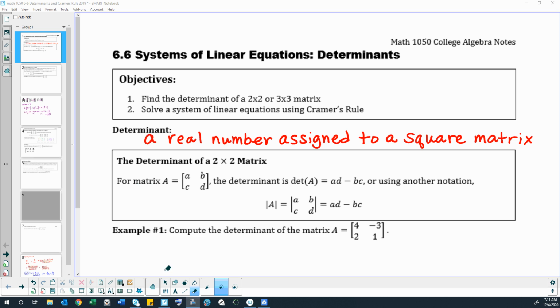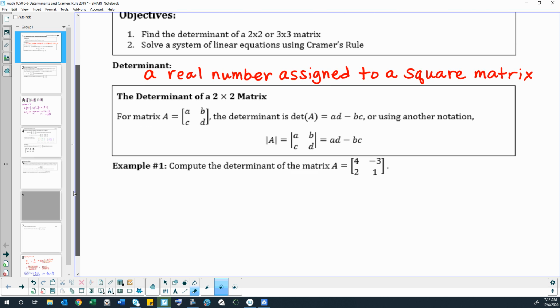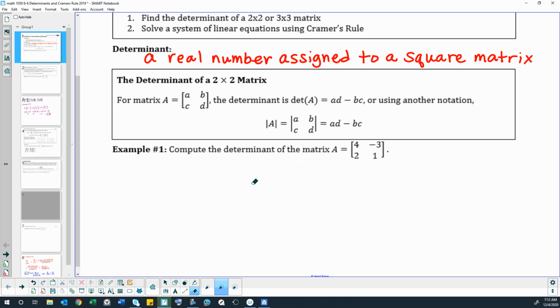Okay, so a determinant is a real number assigned to a square matrix. So notice it has to be a square matrix, and it's a real number. It's kind of like an absolute value, although it doesn't have to be positive. It's like taking all of the numbers in the matrix and representing them with one number. It's a very interesting concept, and there's probably more research out there about how it works and what it's for, other than what we're going to see it used for today.